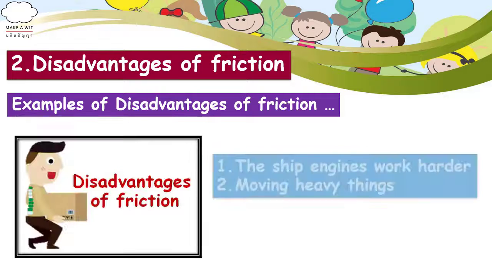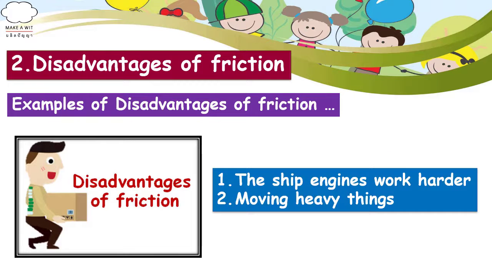Next. Now, the disadvantages of friction. Number 1, the ship engines work harder. Number 2, moving heavy things needs a lot of force because there is so much friction. Alright. Next.